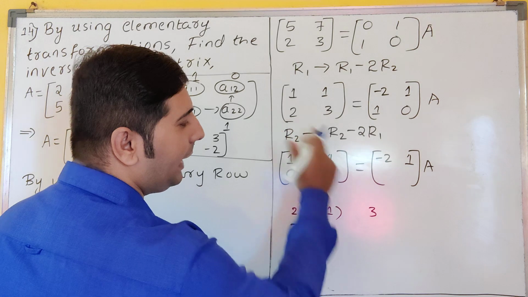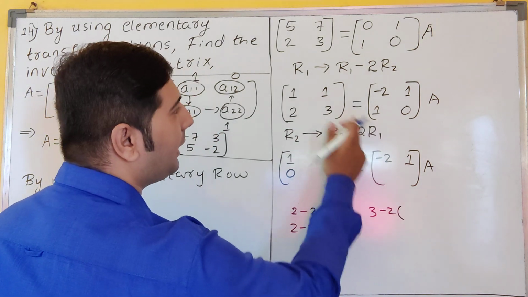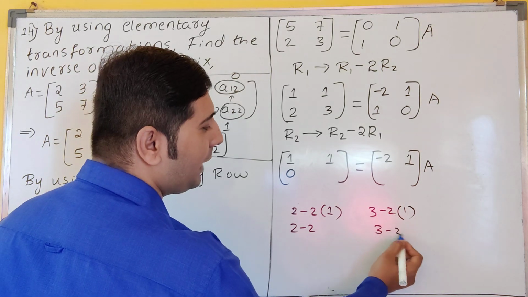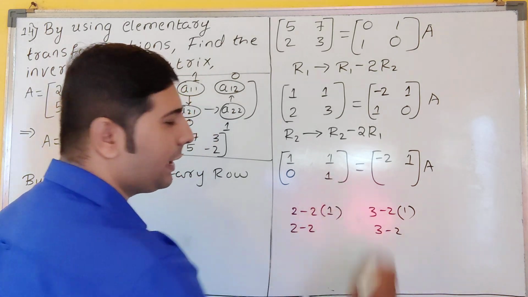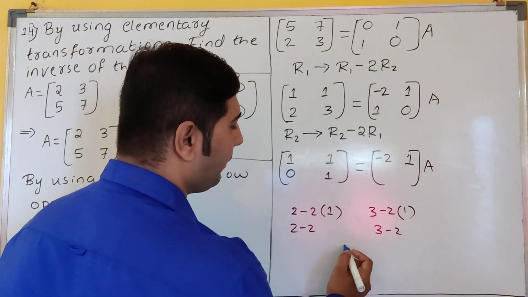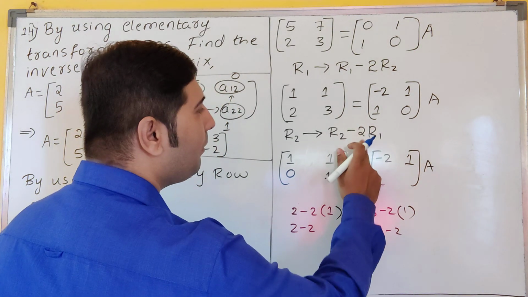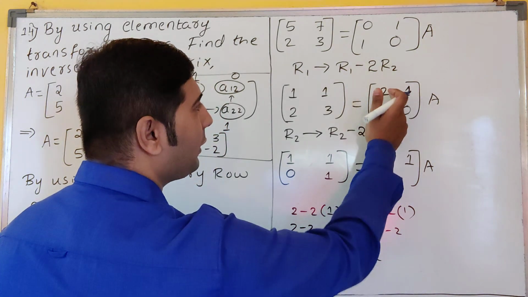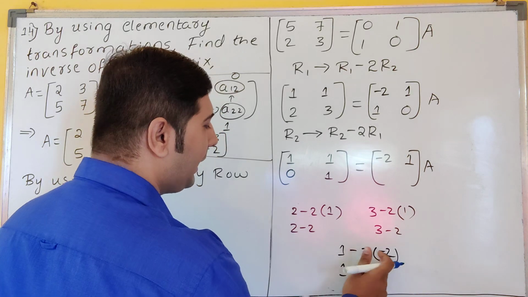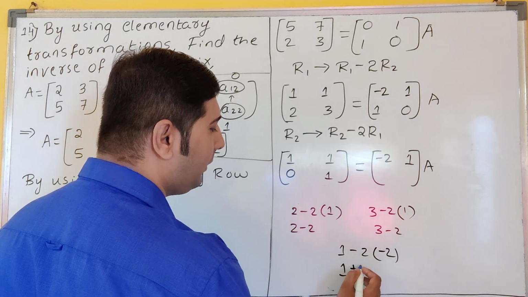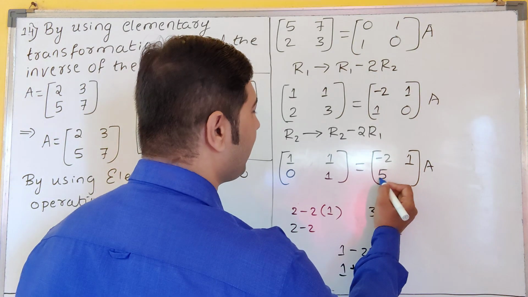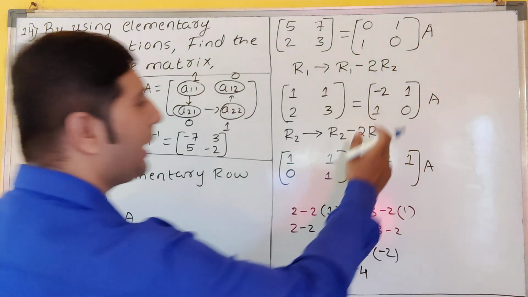So next, R2 is 3 minus 2 into R1, which is 1. 3 minus 2 into 1 is minus 2. 3 minus 2 is how much? 1, dear students. Clear? So next, R2 is 1 minus 2 into R1, which is minus 2. Minus into minus plus 2, 2 twos are 4. 1 plus 4, that is 5, dear students. Clear?